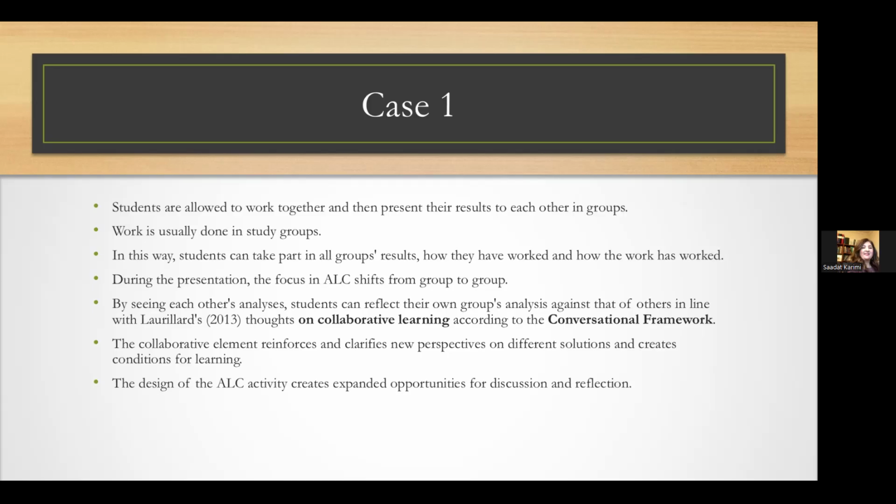So the laureate shows in his study from 2013 on collaborative learning according to the conversational framework, the collaborative element reinforces new perspectives, clarifies them on different solutions and creates conditions for learning. So the design of the ALC activity creates expanded opportunities for discussion and reflection.